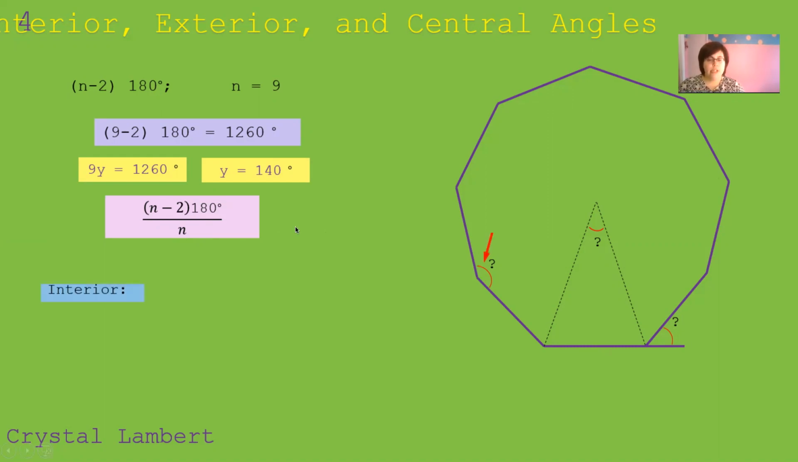So the first thing we're going to do is figure out what is the interior angle. And you see a red line, a red arrow pop up. That's our interior angle. And our interior angle, we've already determined that, is 140 degrees.